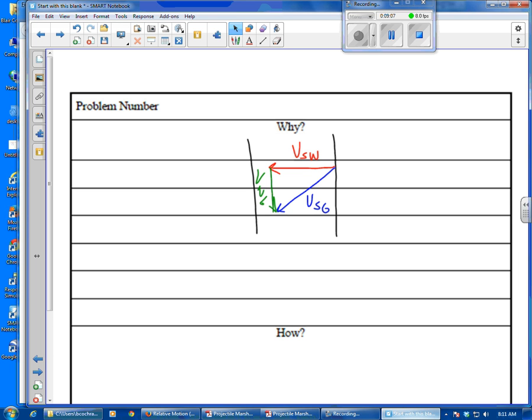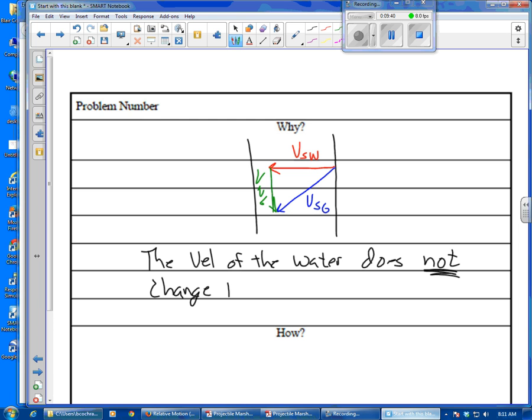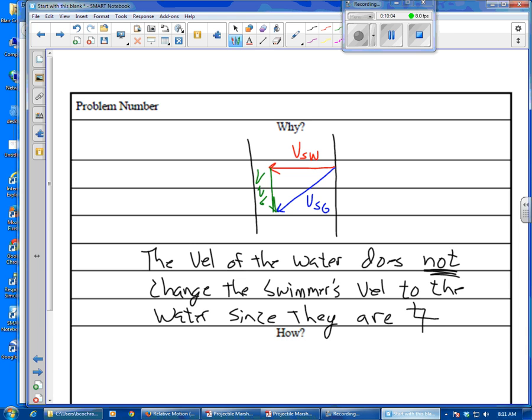But I think in this one, the other understanding that needs to be in here is that the velocity of the water does not change the swimmer's velocity to the water, since they are perpendicular to each other.